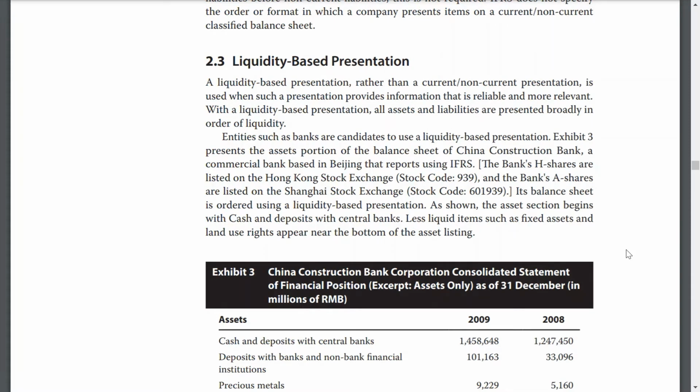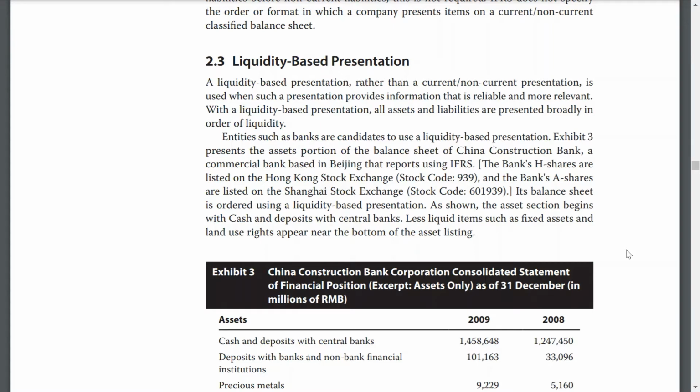Exhibit 3 presents the assets portion of the balance sheets of China Construction Bank, a commercial bank based in Beijing that reports using IFRS. The bank's H shares are listed on the Hong Kong Stock Exchange and its A shares on the Shanghai Stock Exchange. Its balance sheet uses a liquidity-based presentation. As shown in the assets section, it begins with cash and deposits with central banks, while less liquid items such as fixed assets and land use rights appear near the bottom of the asset list.